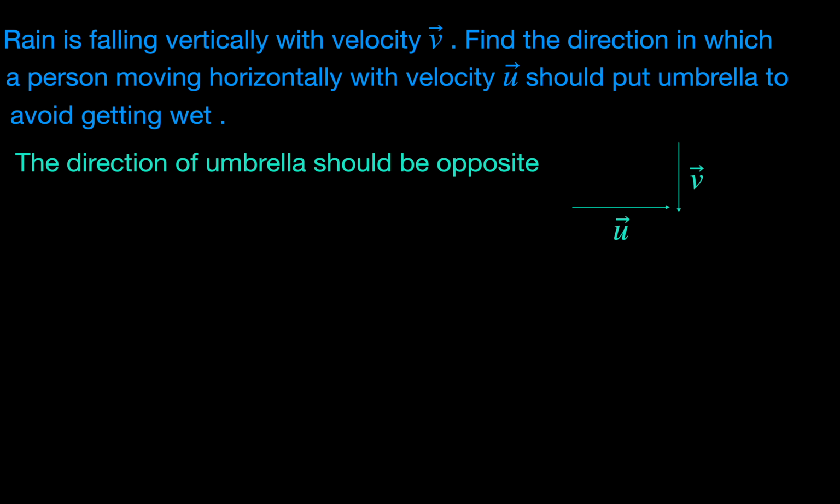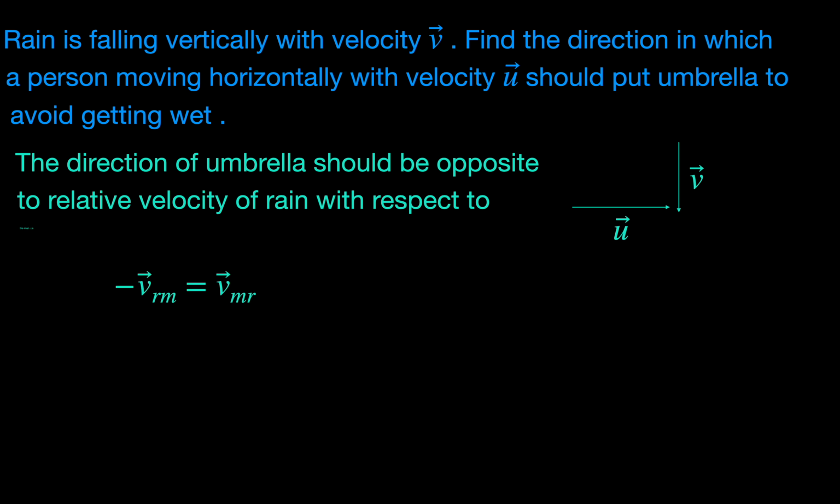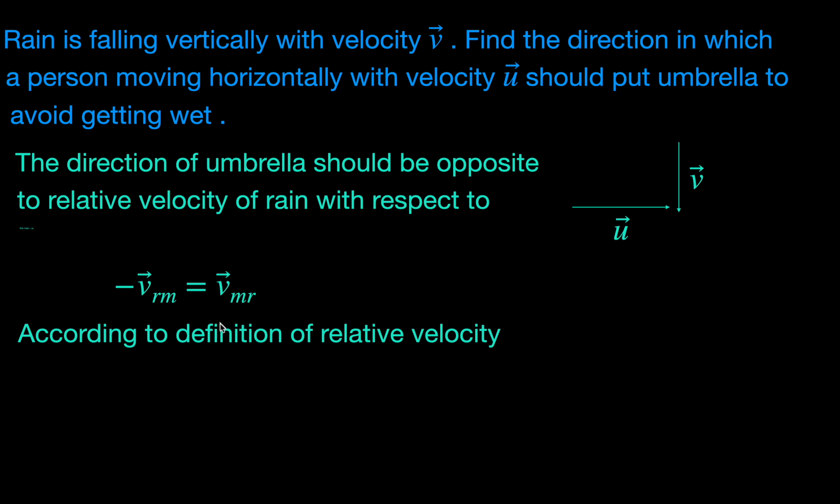So the direction of the umbrella should be opposite to the relative velocity of rain with respect to the man. So we can write the direction of the umbrella to be minus of vector vrm, which will be equal to vector vmr. And according to the definition of relative velocity, we can write vector vmr equals velocity of man vector u minus velocity of rain vector v.